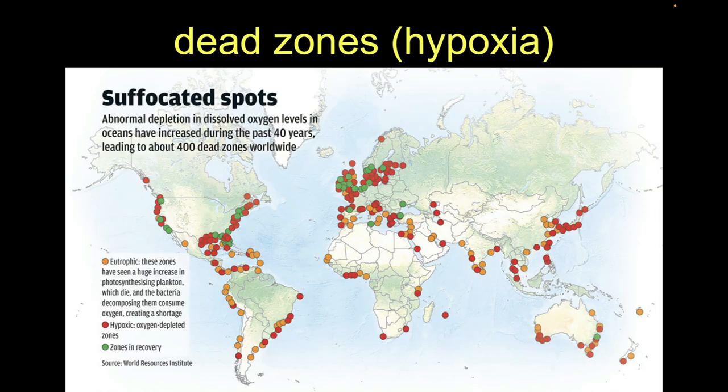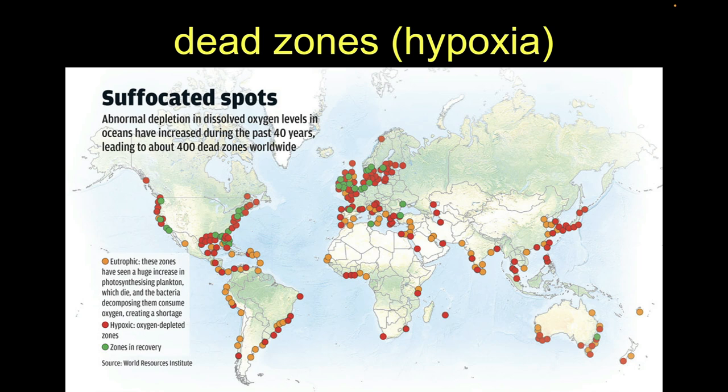We also have these things called dead zones or hypoxic zones. And so these are areas that are almost all in coastal waters, and they are close to land. They're where we don't have a lot of water movement, so the water can hang out in place for an extended period of time, and we have a lot of runoff.